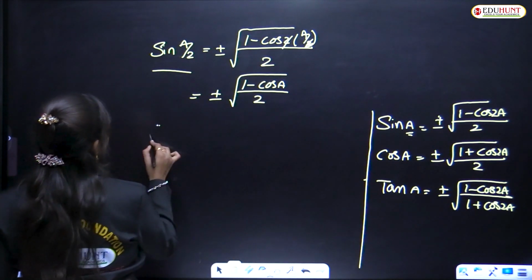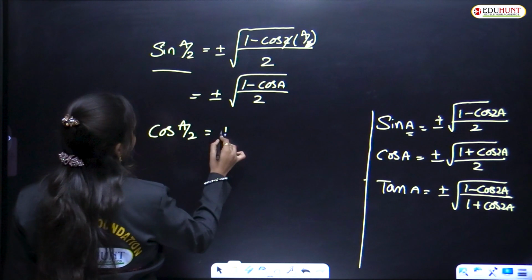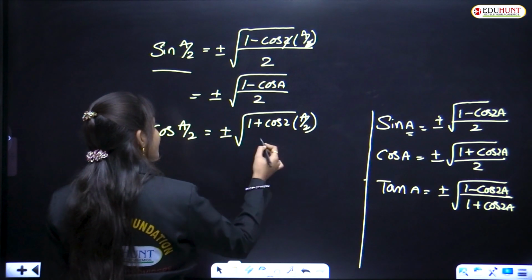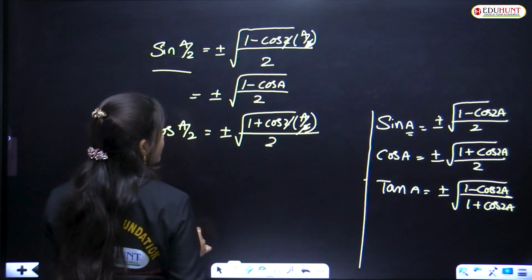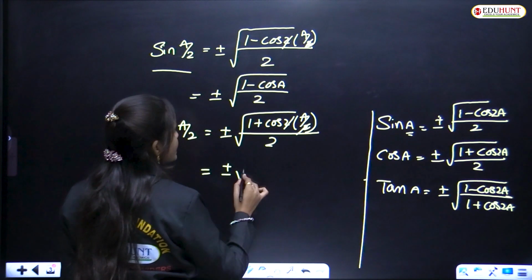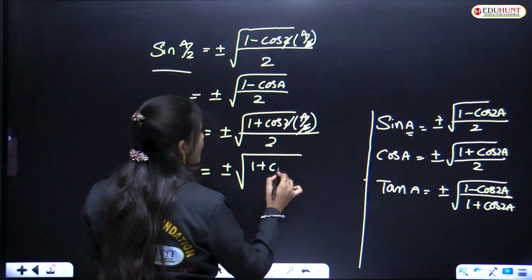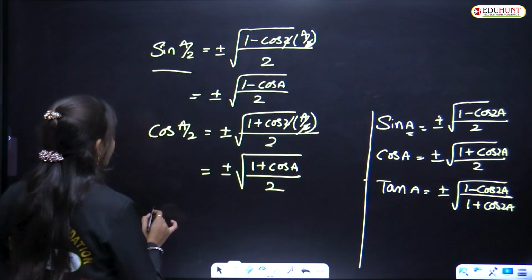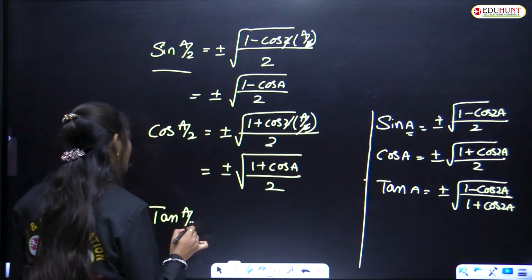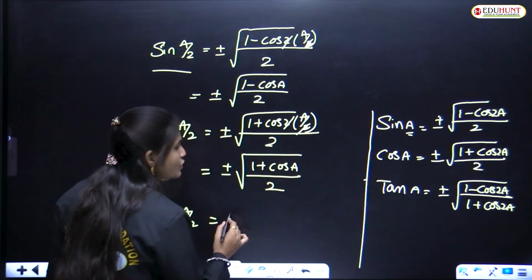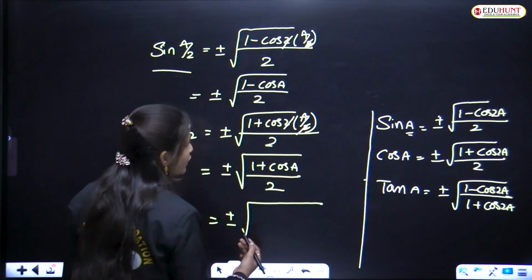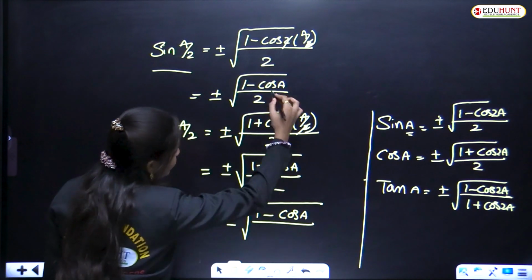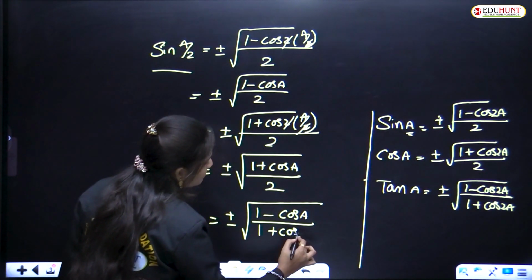Okay. Next, cos a by 2. Cos a by 2 is plus or minus, just like this one, (1 plus cos 2 into a by 2) whole by 2. So 2 and 2 get cancelled. So from this we get plus or minus square root of (1 plus cos a) by 2. So this is the formula for cos a by 2. Next, tan a by 2, which means tan theta by 2. So it equals plus or minus square root of, taking these two formulas directly, (1 minus cos a) by (1 plus cos a).